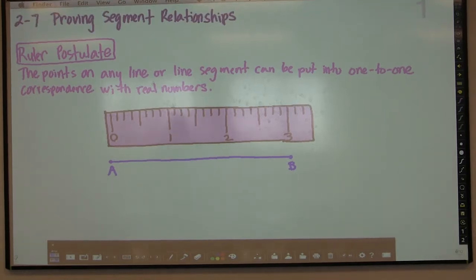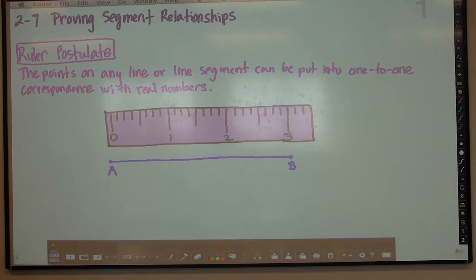Hello there, folks. Today we're talking about proving segment relationships. This is Geometry, Chapter 2, Section 7, and we are nearing the end. We have one more section after this. But today we want to talk about segment relationships and a couple of postulates that we have in this section.